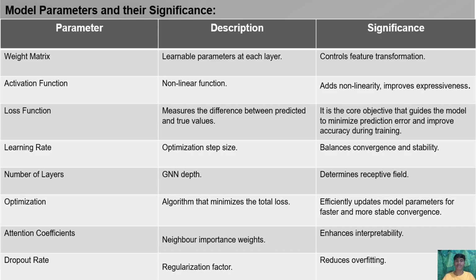The weight matrix and activation function shape the learning structure. The loss function, learning rate, and optimization control training behavior. Number of layers, attention, and dropout affect the overall model generalization.